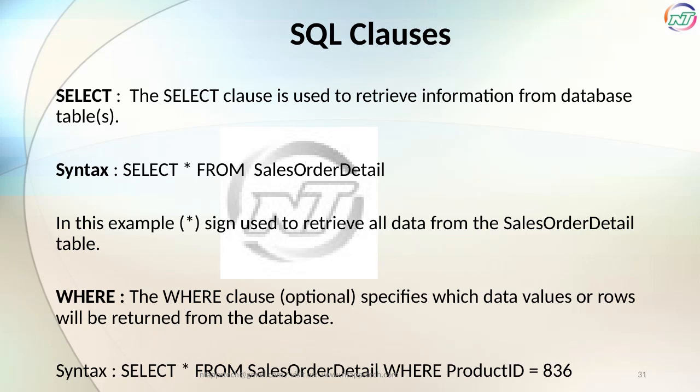The select clause is used to get data from tables in a database. When you use select followed by an asterisk, like select star from sales order detail, it means you want to retrieve every column and row from that table. You don't have to get all the data, though.